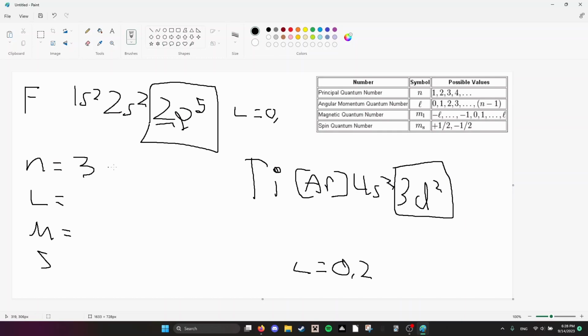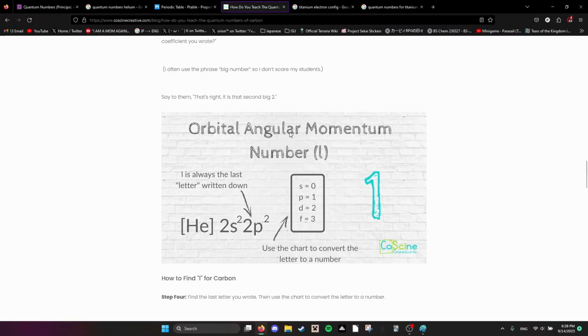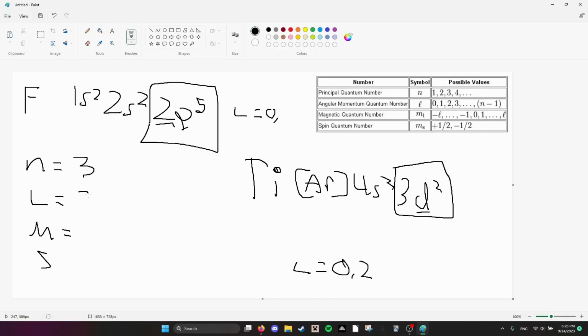The easiest way to find that is to look at the orbital that you're in, in this case D. Go over here, we can check D is equal to 2. So L is equal to 2. It's important to note that this is n minus 1 right here, but that's just a coincidence. It won't always be exactly n minus 1. It just happens to be in this case.